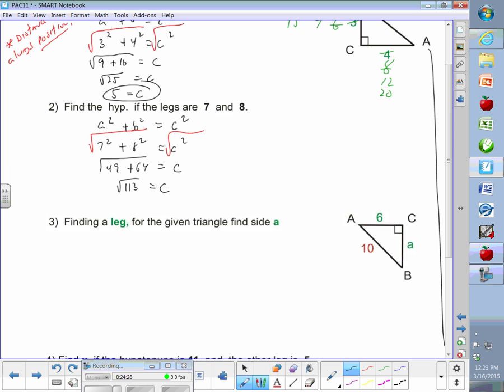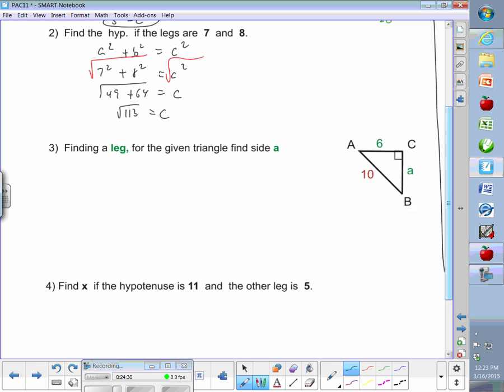All right, I got to get to the next type of problem because it's a little different when you're finding a leg. Hey, we start the same way, Pythagorean theorem, right? A squared plus B squared equals C squared. Agreed? Okay. In this case, the A is the variable. The B is the 6, so it's 6 squared. Agreed? And the C is the 10, so it's 10 squared. So you got A squared plus 6 squared equals 10 squared.